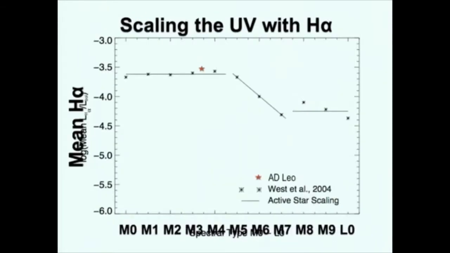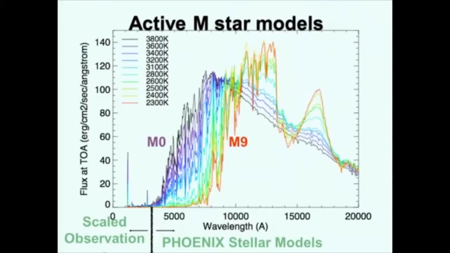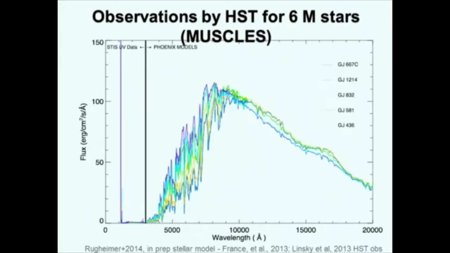And so this is basically the scaling we used, which is from Andrew West's paper, where he measured the mean H alpha with spectral type, and then we scale our models according to that. And then you might have heard of the MUSCLES stars. These are the 6 well-known observed MUSCLES stars in the UV, so we have good observations of these. But these stars were typically classified as quiet stars, so we wanted to get kind of the most active case, the least active case, and then some stuff in the middle.